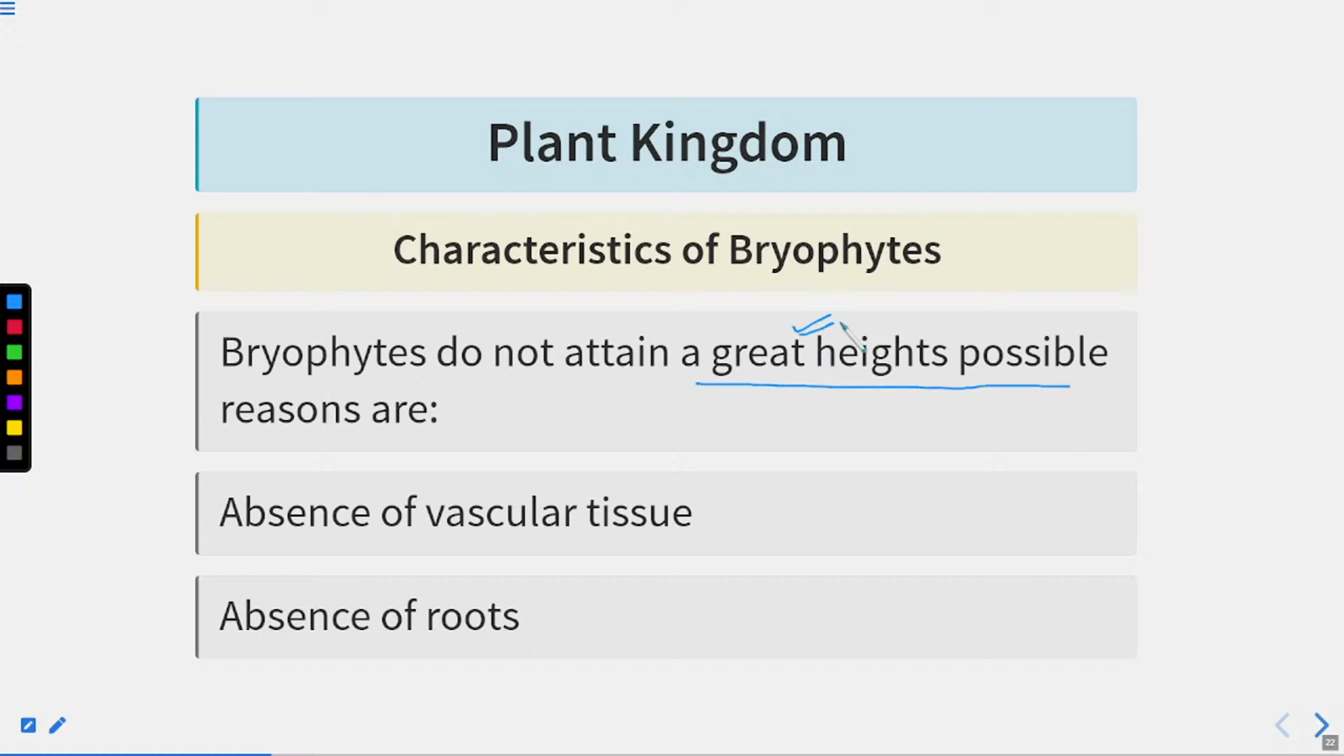We generally see that they are not attaining a great height. Why? Because they do not have any vascular tissue. So if they attained a great height, how would the water reach the upper part of the plant? That is why they remain small, and they require water that can be absorbed by the rhizoids and reach the small height of the plant. They do not have any vascular tissues, and they do not have any true roots also. That is why their height is quite small.